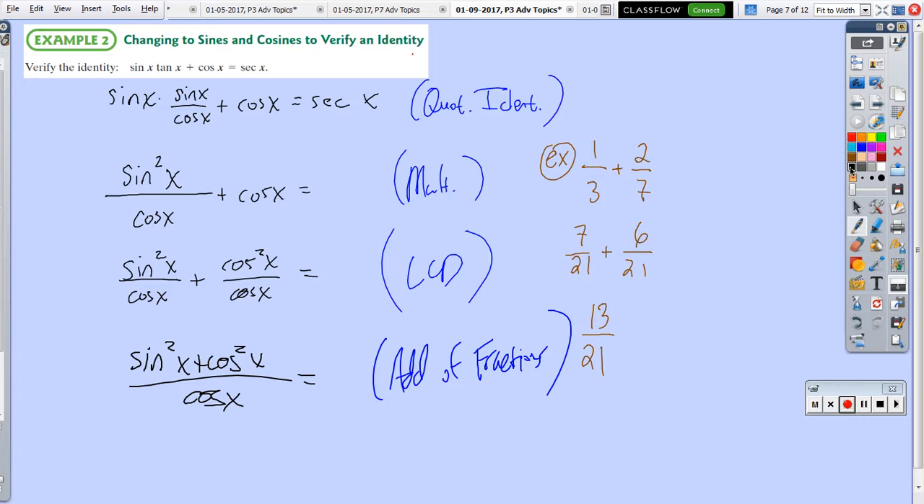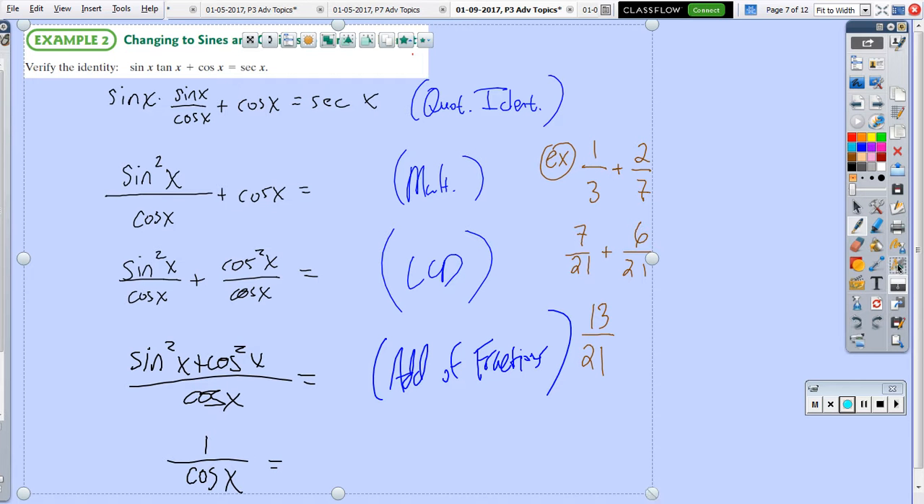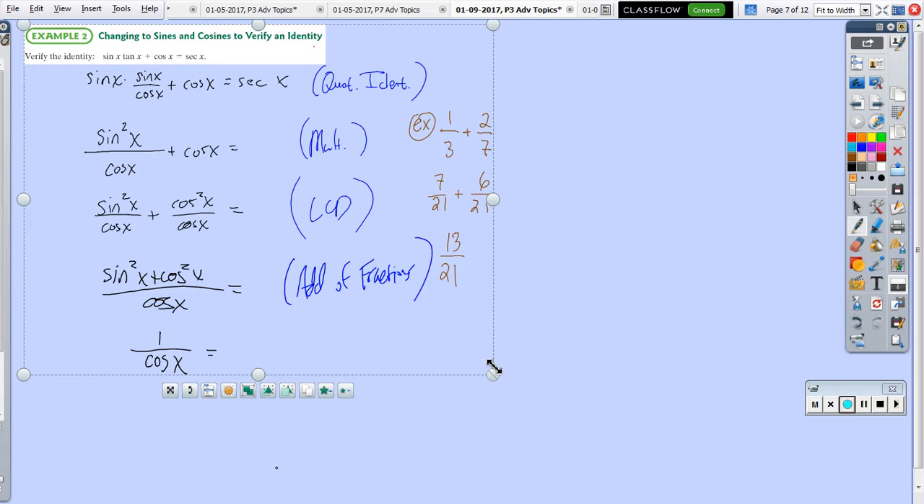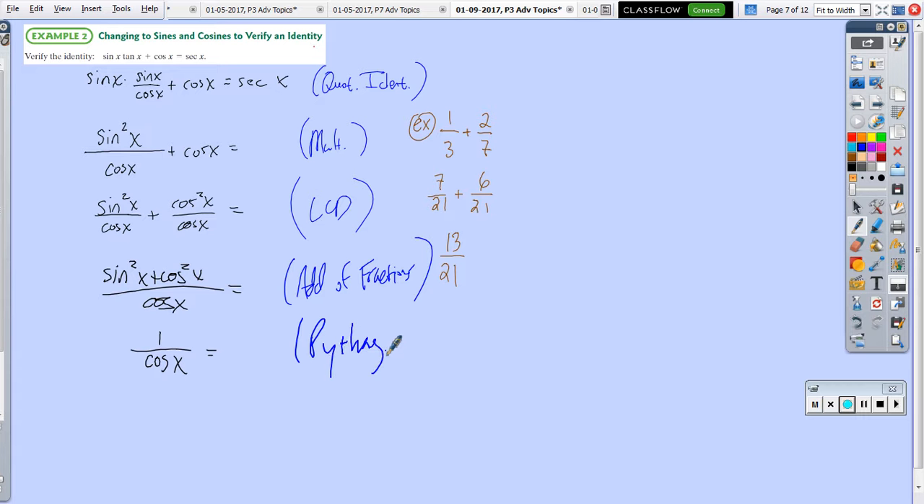This is where you should have an aha moment and know that sine squared of x plus cosine squared of x is just 1. So you have 1 over the cosine of x is equal to the right-hand side. Wait, how did you know? Because that's the form. That's a Pythagorean identity. What does that say? I did multiplication. And so 1 over cosine, what's that?